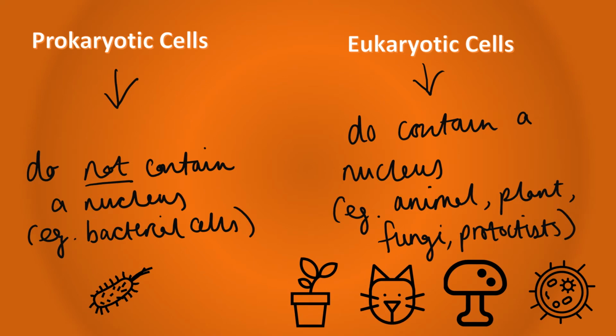All cells can be classified as either prokaryotic cells or eukaryotic cells. So prokaryotic cells are cells that do not contain a nucleus. A good example of these include bacterial cells, whereas eukaryotic cells do contain a nucleus, and this includes animal cells, plant cells, fungi, and protists.